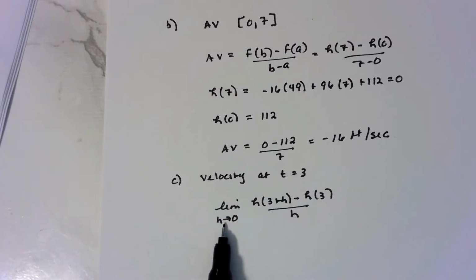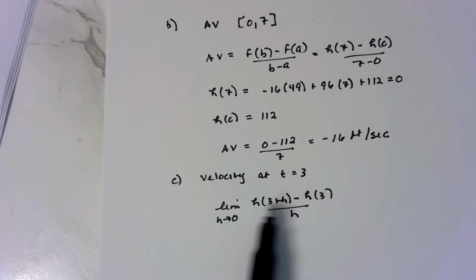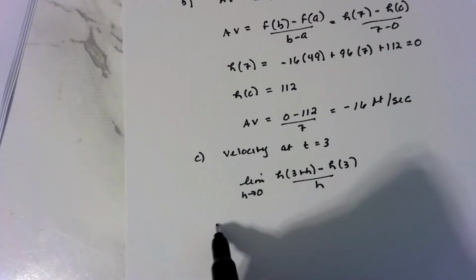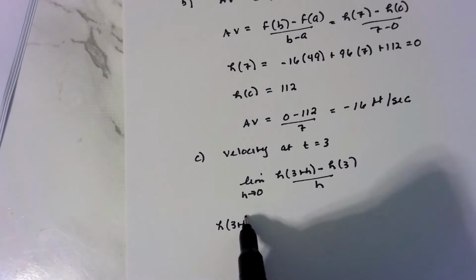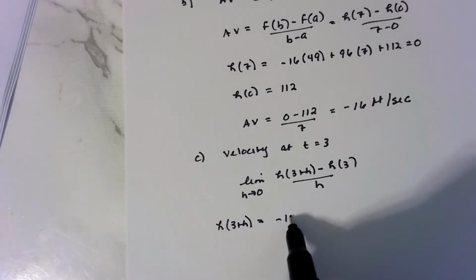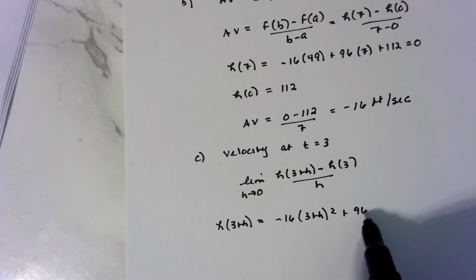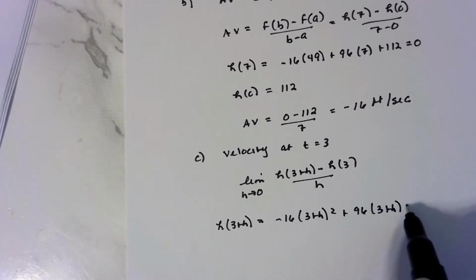This h in the denominator, though, is not the same as those h's. I just want to make that clear. You can't just start canceling h's out. They're not the same. This is the function h evaluated at 3 plus h. So what is h of 3 plus h? Well, it's negative 16 times 3 plus h squared plus 96 times 3 plus h plus 112.